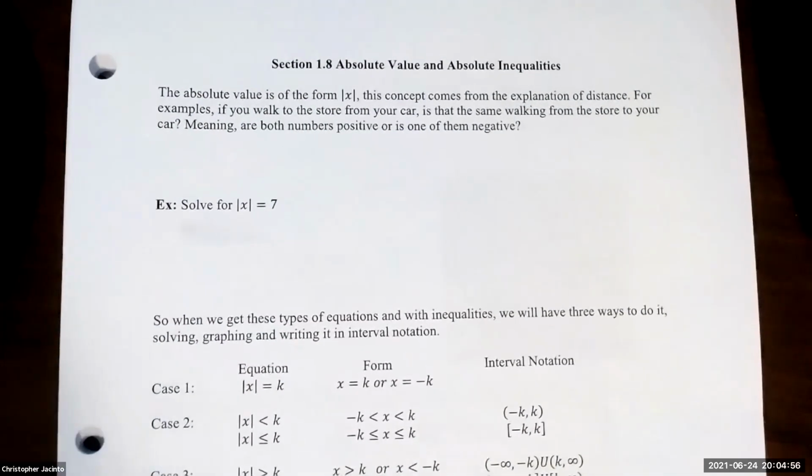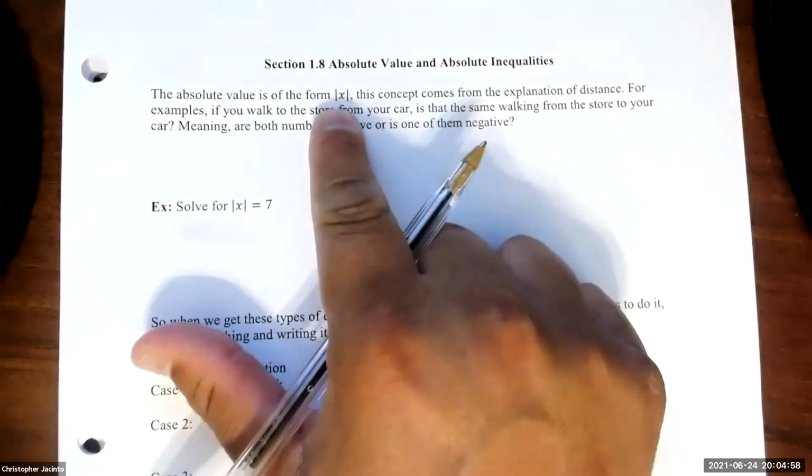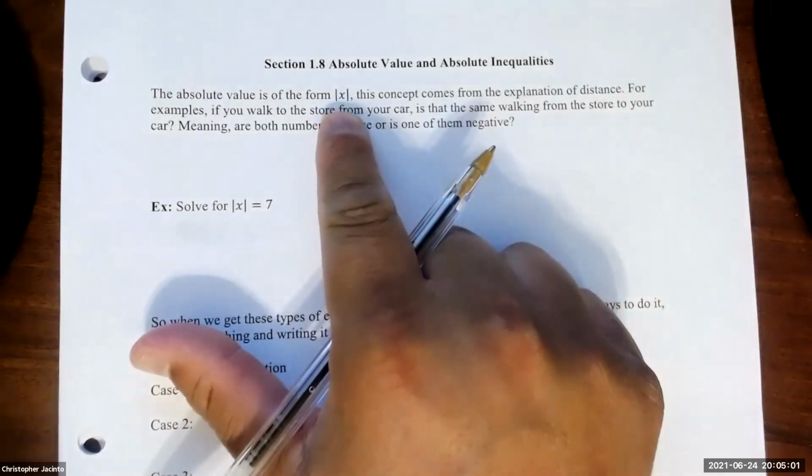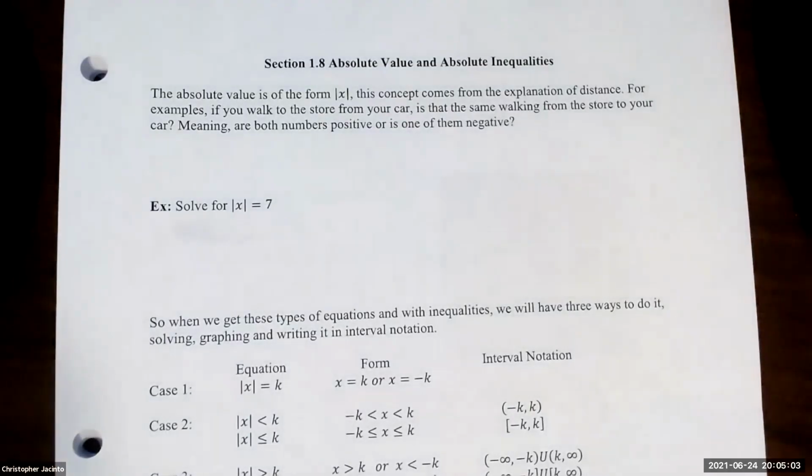Okay, so an absolute value is of the form like this. So just a line, x in the middle, right, when it comes to it. And this concept is an explanation for distance.